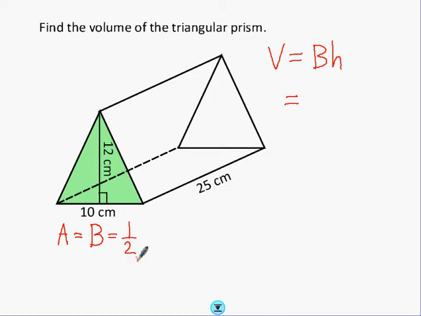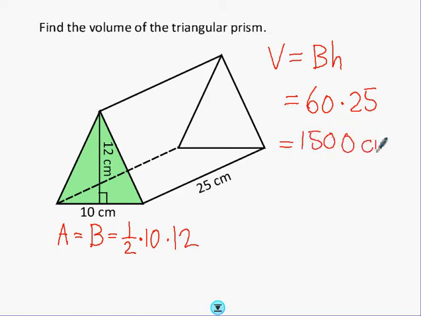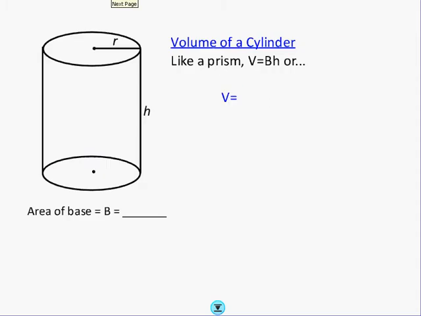1/2 times lowercase b, that's the base of the triangle, that's a linear measure, which is 10, times the height of the triangle, which is 12. So the area of the base, capital B, is 60. The height of the prism is simply the distance between the bases, which is 25. 60 times 25. Okay, so the volume of this is 1,500. And I do want to make the point that when we measure volume, it's cubic units instead of square units.